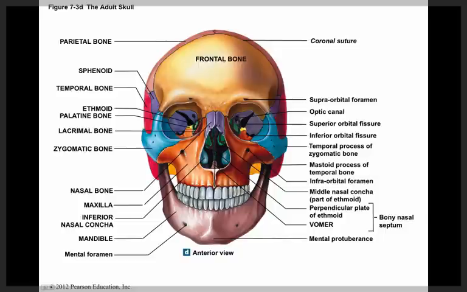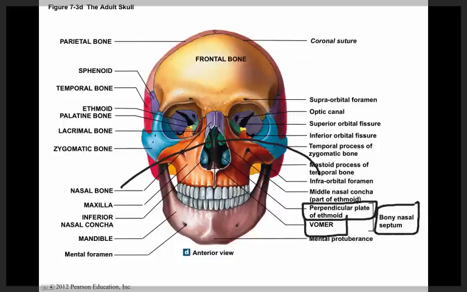in the eye orbit. In the nasal passageway, the long plate that extends down into the nasal cavity and divides that nasal cavity into a right and a left side is called the perpendicular plate of the ethmoid. Now it doesn't extend all the way down as we're seeing here. It does articulate with another bone called the vomer bone, and the perpendicular plate of the ethmoid and the vomer bone together are called the bony nasal septum.